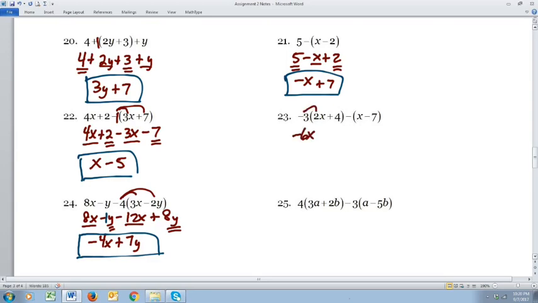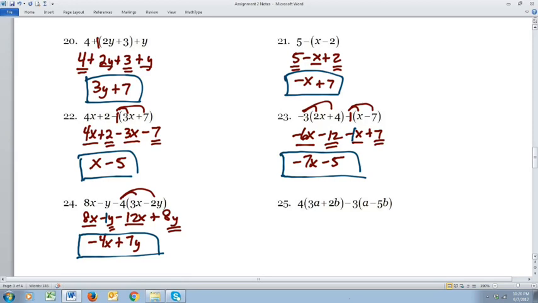Let's go ahead and distribute the negative 3, and then distribute a negative 1. So the x became a minus x, the minus 7 became a plus 7. Again, we can think of that as distributing a negative 1. So we're going to combine a negative 6x with a negative 1x. So negative 7x, we got a negative 12 and a positive 7. So negative 5, we'll write minus 5.